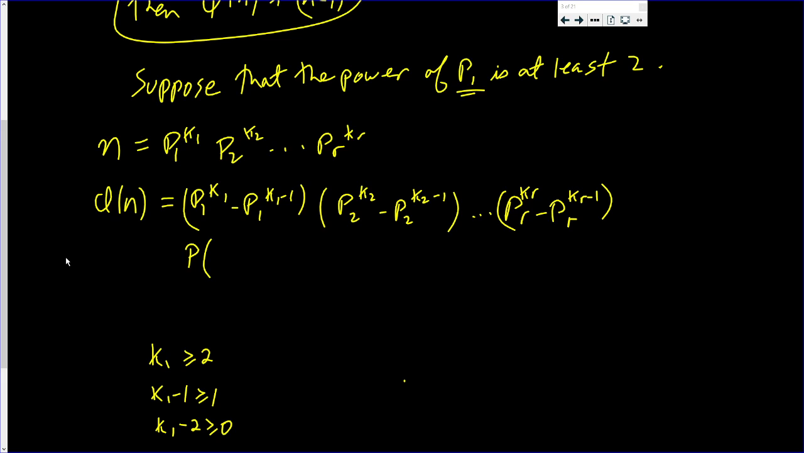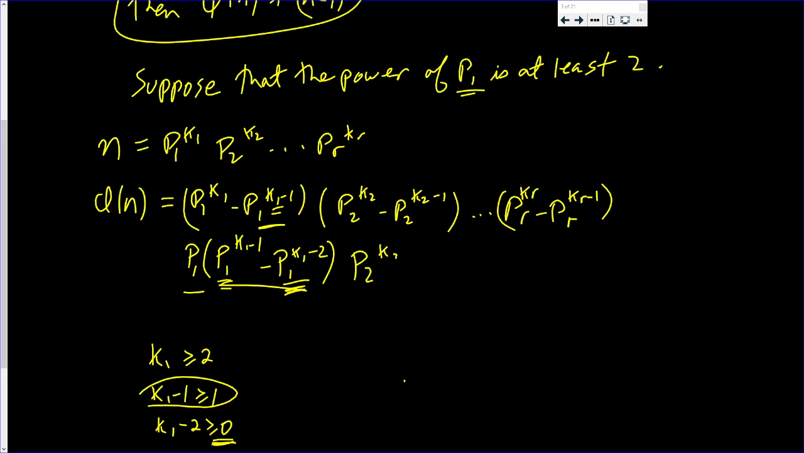So if I pull out a P1, I get P1 to the K1 minus 1. That power is at least 1, making this an integer, minus, I pull out a P1 from this term, and I get P1 to the K1 minus 2. And that also is 0 or more, making this an integer. This is P1 times an integer, times P2 to the K2 minus P2 to the K2 minus 1.